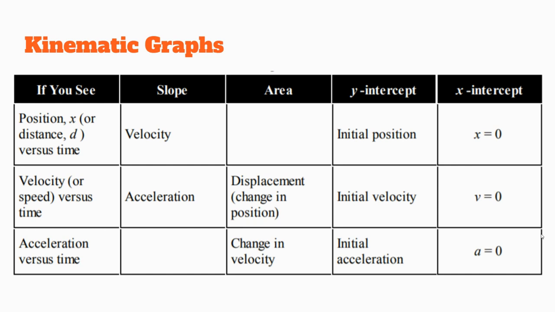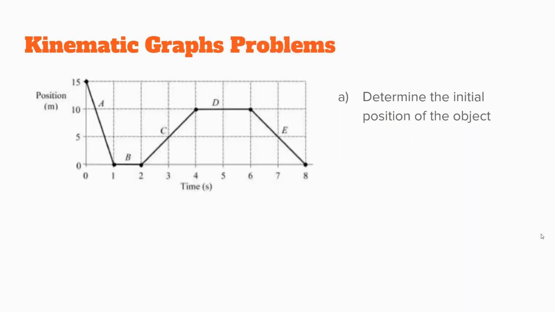If you see acceleration versus time, the slope we don't need to know about right now in this physics. The area is change in velocity, the y-intercept is initial acceleration, and the x-intercept is when acceleration equals 0. Let's go to a kinematic graphs problem.